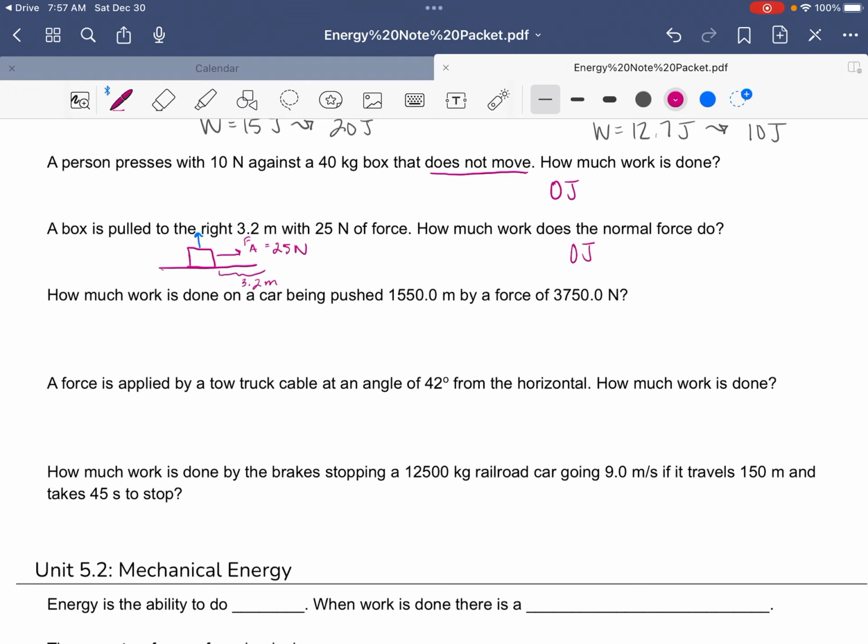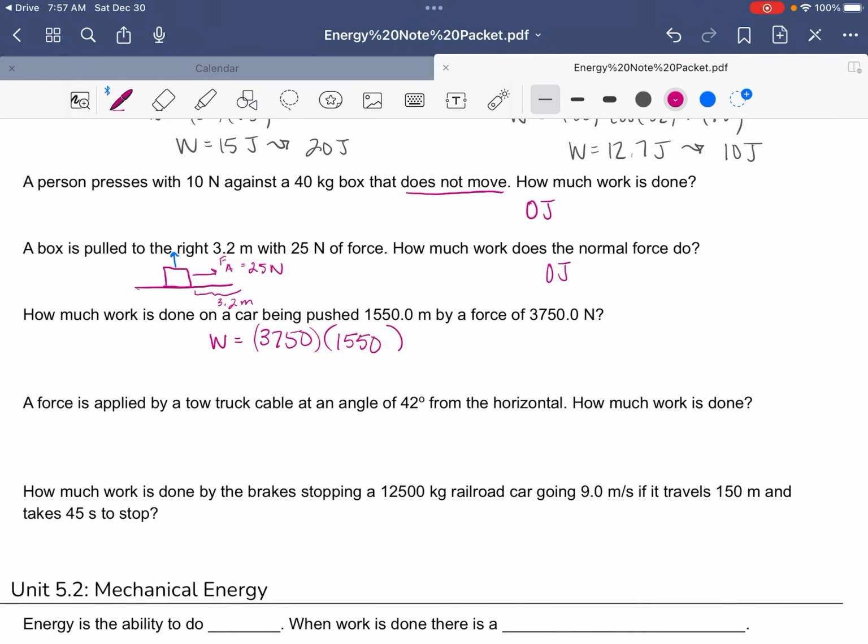Okay, we're going to assume that because it's being pushed, it's in the exact same direction as the displacement. So we're going to have that work is equal to our force, which is 3,750 times our distance, 1,550. I have 5 sig figs that I'm going to be reporting for this.